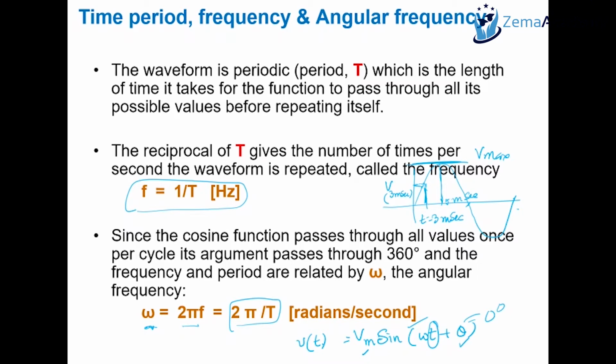At 3 milliseconds, how do we calculate the value? That's something you can work out during the break that I'll offer you in a minute. Okay, so remember that question. I will come back to it.